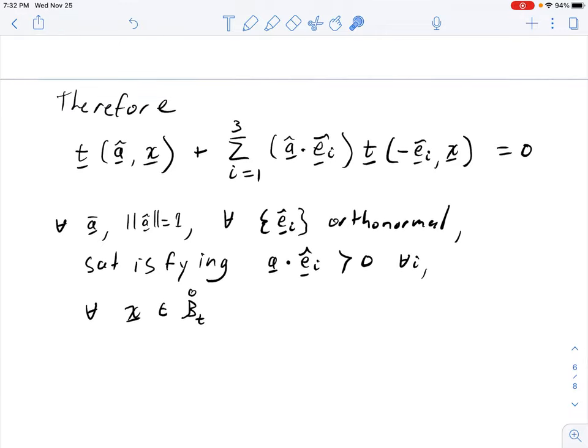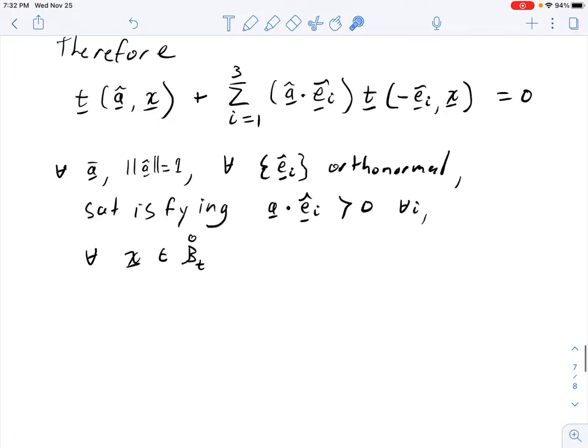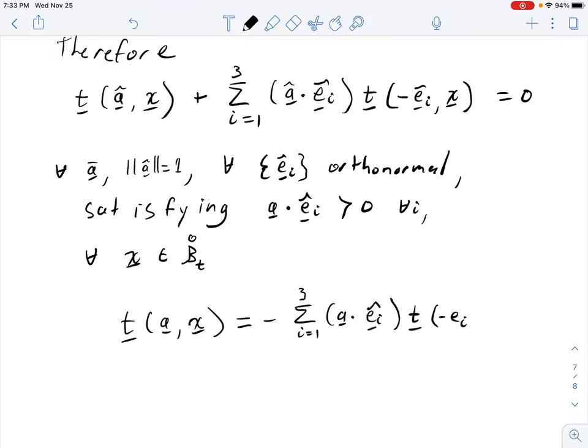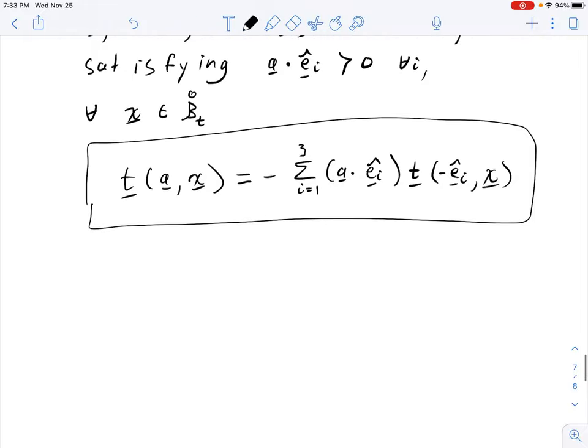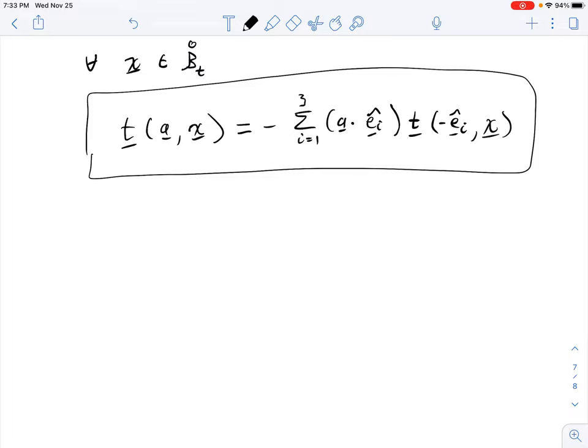All right, so we'll put a little box around this next one. t of A and x. All that we're doing is moving that thing over to the right-hand side, equals minus sum i going from 1 to 3, A dot e_i, t of minus e_i, x, where this is subject to the above stipulations. All right. So that we got from assuming that t is continuous in x, so we were able to take the limit as things get small and get there. Next, we're going to assume that t is continuous in the normal direction argument, so A.